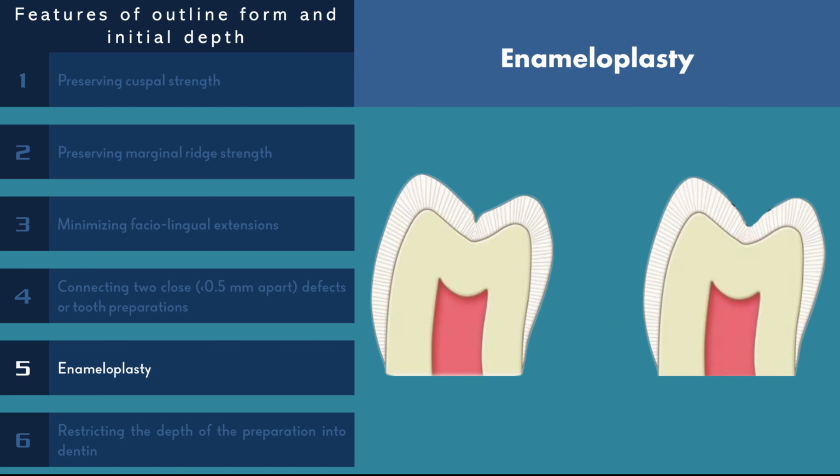The fifth feature of the outline form and initial depth states that enameloplasty has to be considered whenever it is feasible. So enameloplasty is a procedure in which the deep pits and fissures are opened up and shallowed so that they can be cleansed and the food will not stay inside those deep pits and fissures. This procedure is also called saucerization or fissurotomy. So basically the deep pits and fissures we are opening up and making shallow so that they can be cleansed by the patient and the chances for the occurrence of dental caries will be less.